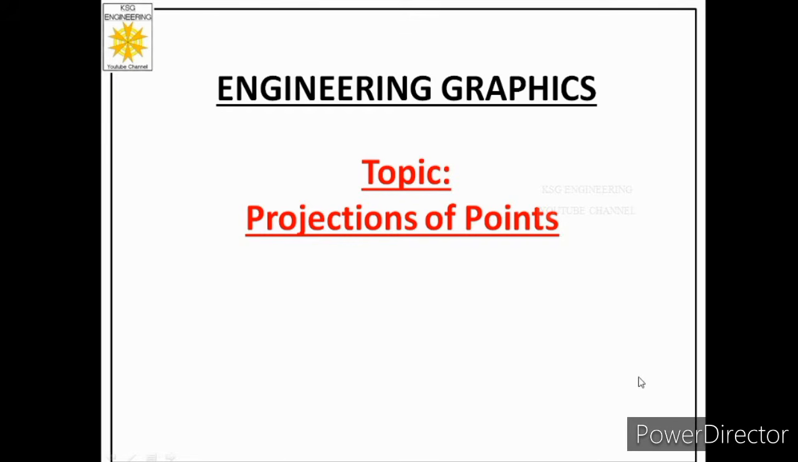Welcome to another lecture on engineering graphics. Today we will learn about projections of points. In this lecture, we will learn how to draw front view and top view of a point. So let us start the lecture.